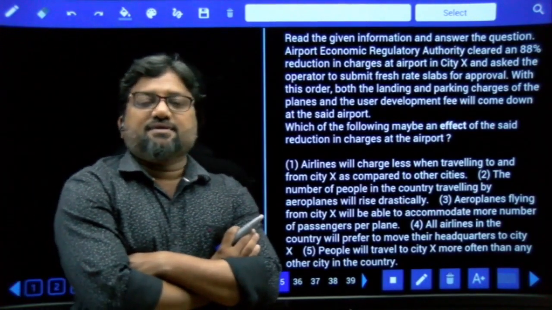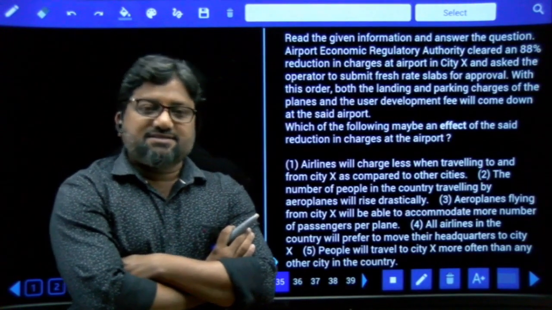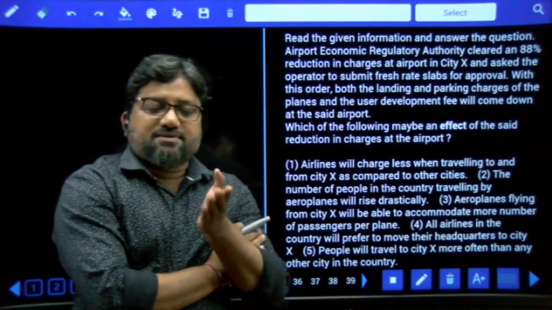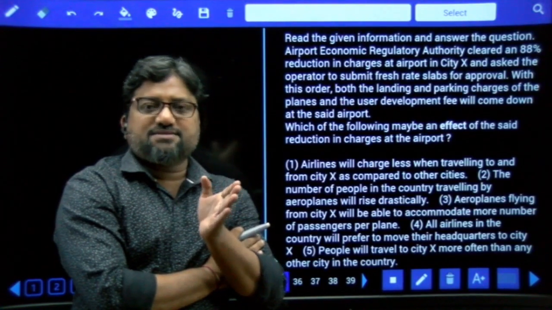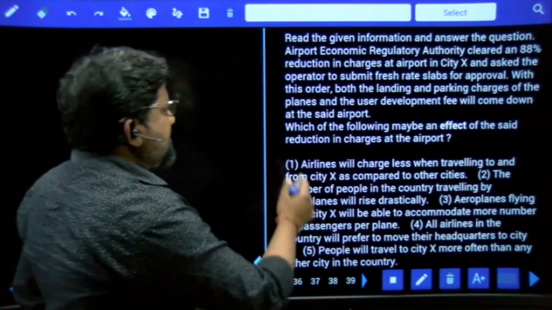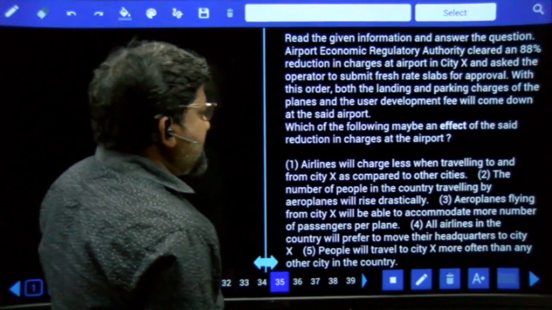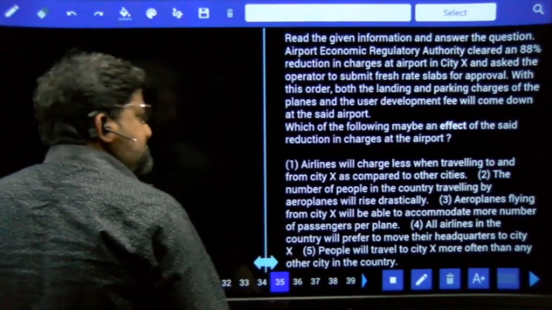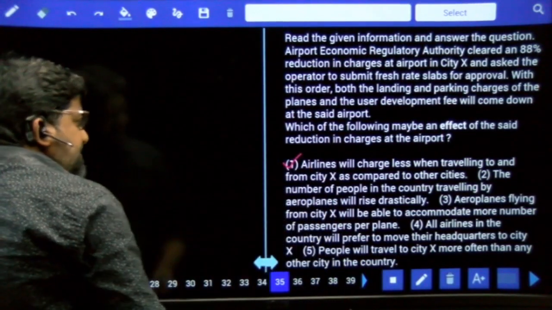Okay, when the parking charges, user development charges, landing charges will come down, what will happen? Will it benefit the passengers? Absolutely right. Because when the parking charges and user charges come down, the aeroplane operators, the companies that operate aeroplanes, will reduce the flight fares. Which of the following may be the effect of the said? Airlines will charge less when traveling to and from city X as compared to the other. Yes, when the prices come down, absolutely this is what happens. So 35 answer is 1.